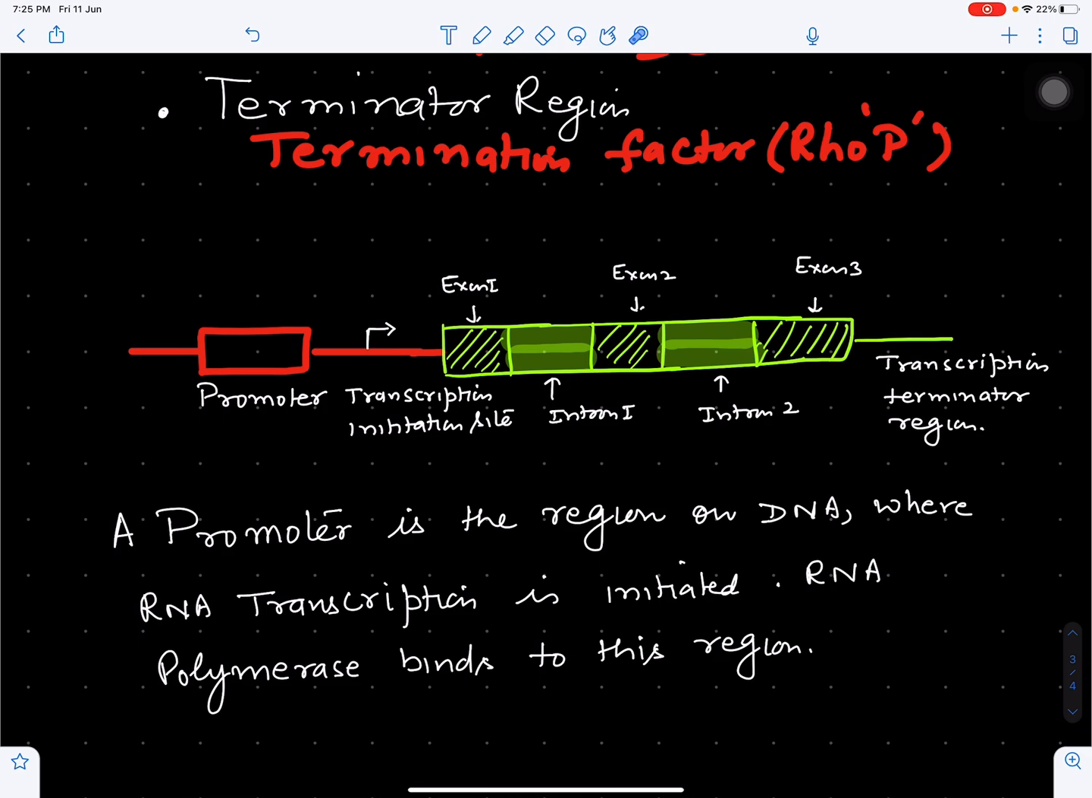In the second video, we will discuss the exact mechanism of transcription, how it occurs.